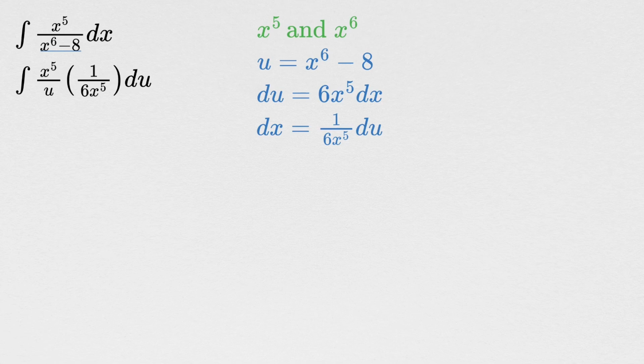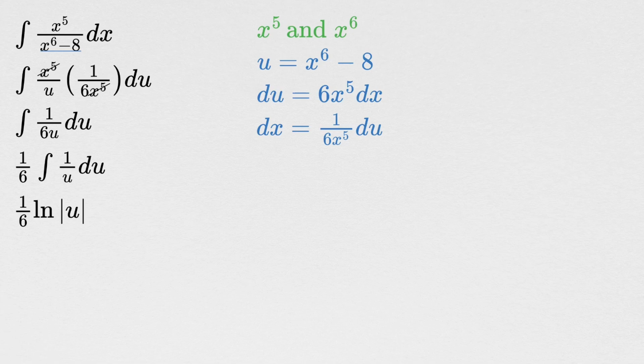Making the substitution gives us the integral of x to the 5th divided by u times 1 divided by 6x to the 5th du. The x's cancel, leaving us with the integral of 1 divided by 6u du. Moving the constant out front, we get 1 divided by 6 times the integral of 1 divided by u du, which is a common integral.